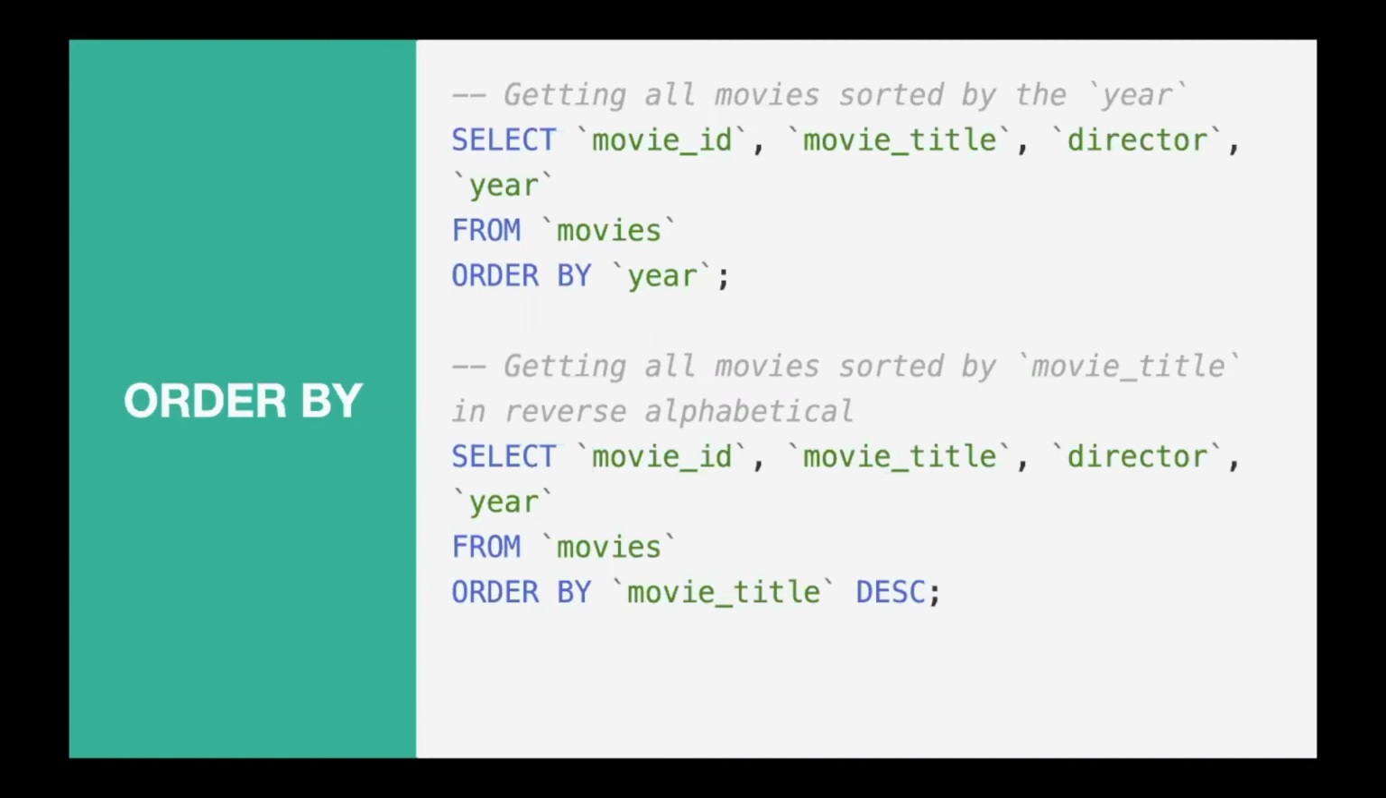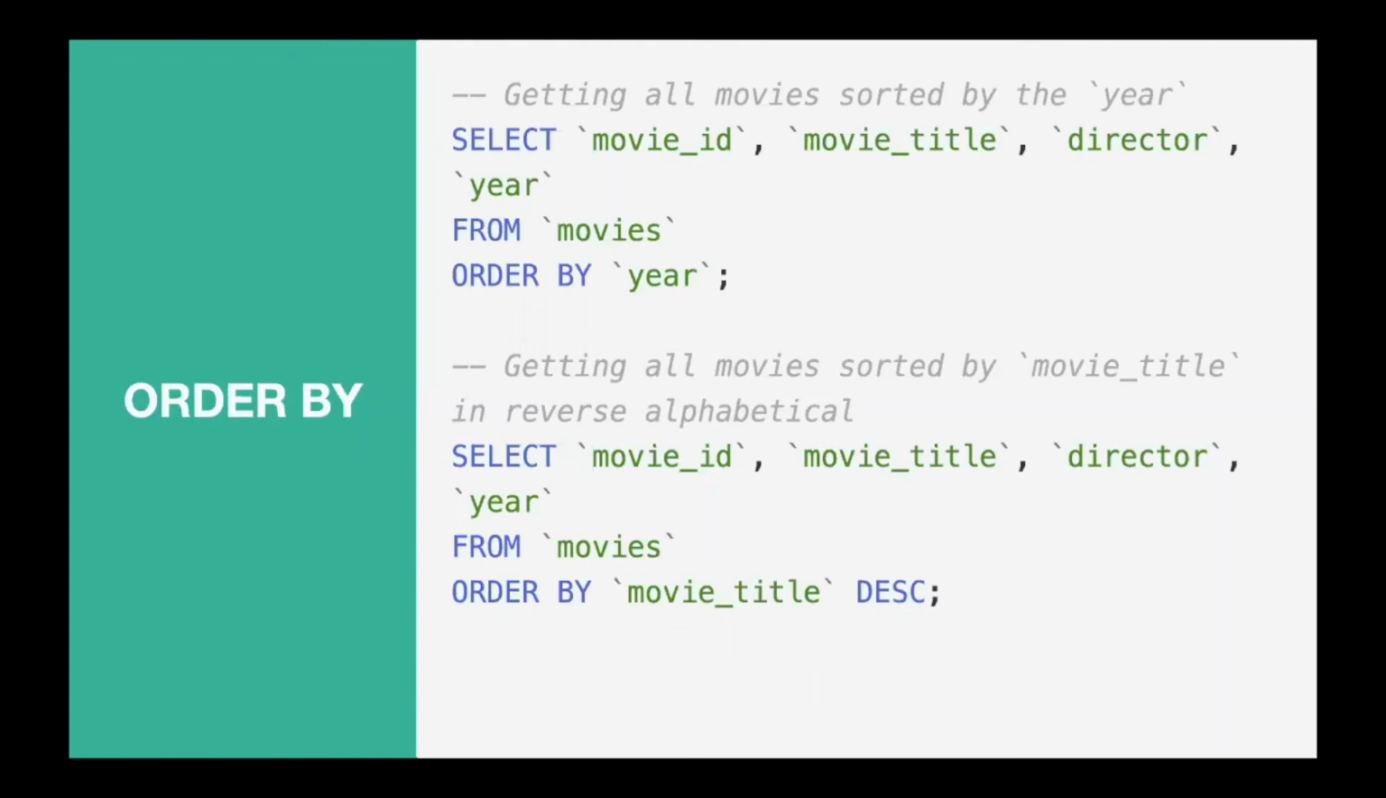Okay. For the first example, we select movie ID and the movie title and the director and the year. They are columns, right? Right. And from movies, the movies is the table. Correct. And the result we are getting is the ID, title, director, years, and they are in a row. So what do we get?